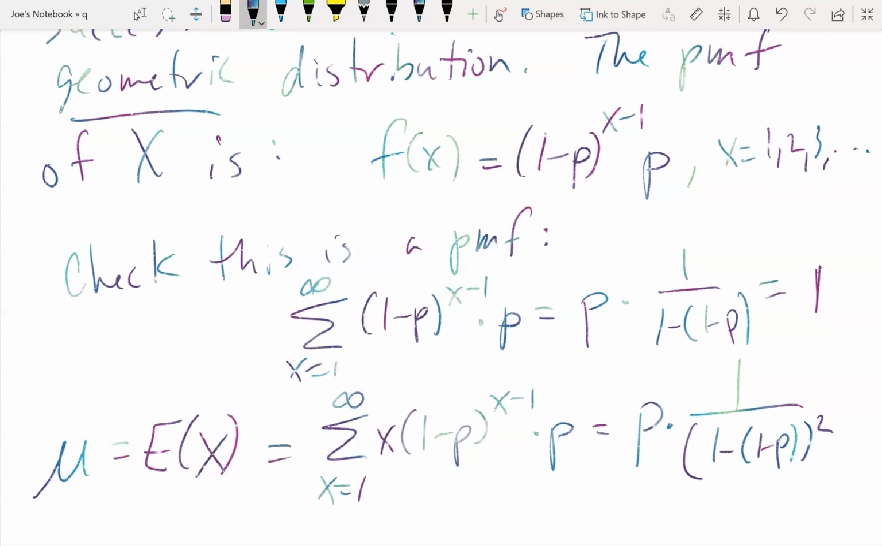Because this is differentiating with respect to r. This is a little bit different than what you had, because you had the x here and the n here or something. I've got it flipped. I'm treating the x like it's the n and differentiating with respect to r. So this would say the sum from x equals 1 to infinity of x r to the x minus 1 is 1 over 1 minus r squared.